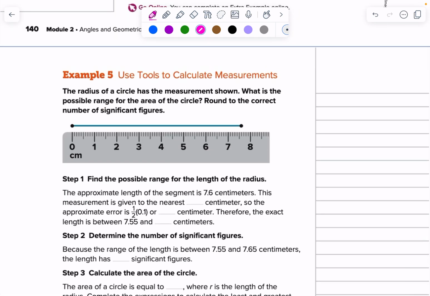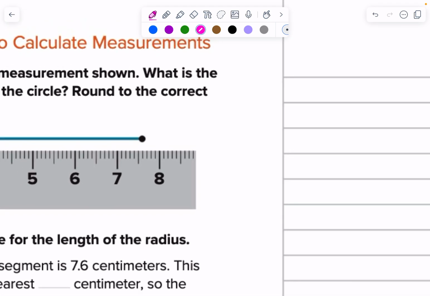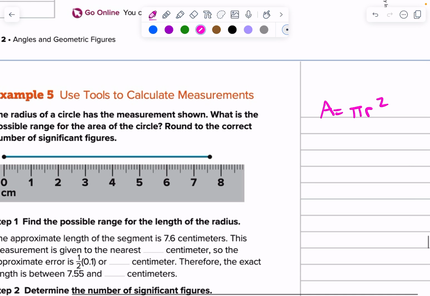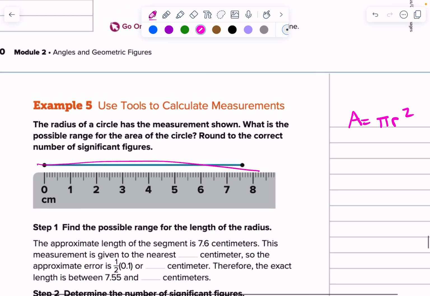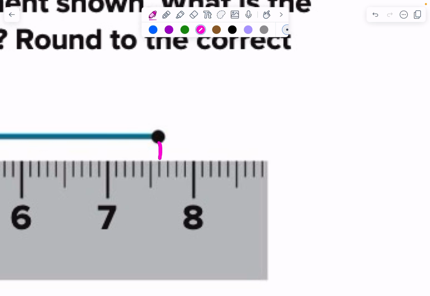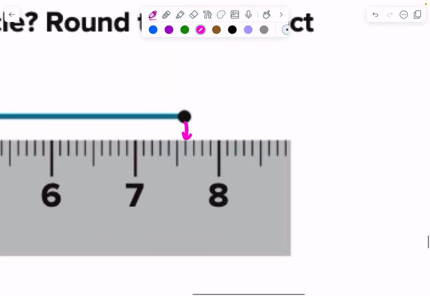A couple more. Here we go. The radius of a circle has the measurement shown. What is the possible range for the area of the circle? All right, we're doing the area of a circle, and the area of a circle is pi times the radius squared, and they're saying that this is the measurement for the radius of the circle. So let's see what this measurement is. Are there 10 markings there? We're in centimeters. Yeah, so that's 7.6.